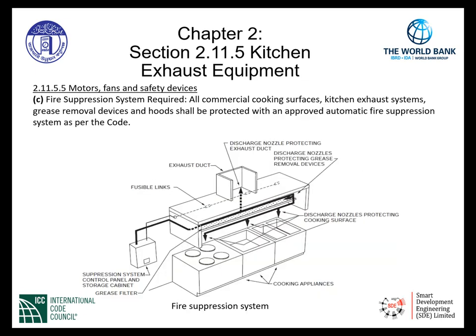Fire suppression system is required by item C of this section. All commercial cooking surfaces, kitchen exhaust systems, grease removal systems, and hoods shall be protected with an approved automatic fire suppression system as per the code. Indicated below is showing a suppression system with nozzles and a control panel and storage cabinet accordingly based upon the commercial cooking appliances underneath the hood.